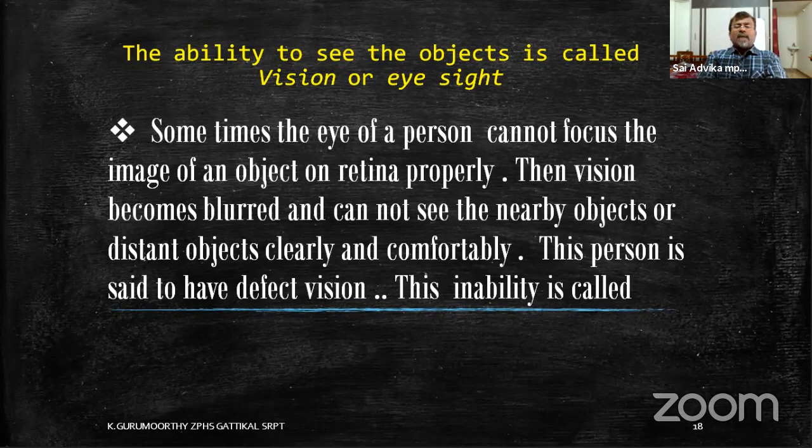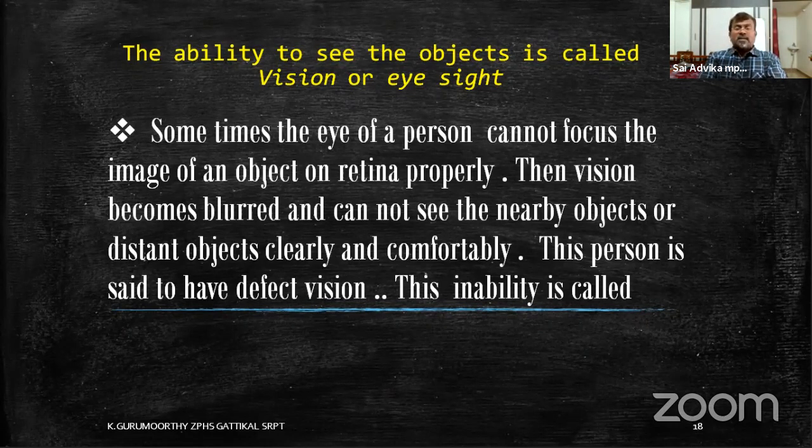Then what happens? Is it possible for everyone to see the world around us clearly, distinctly? No, no, no. Sometimes your friends, your classmates, they may struggle to see the blackboard correctly. They cannot read the blackboard. They cannot see the objects which are very far away. Of course, they cannot see the hills which are situated away from us.